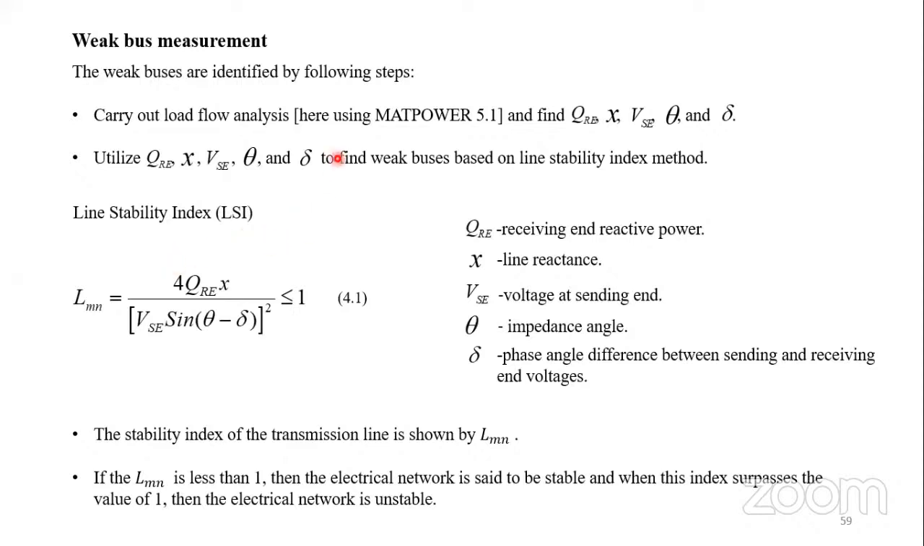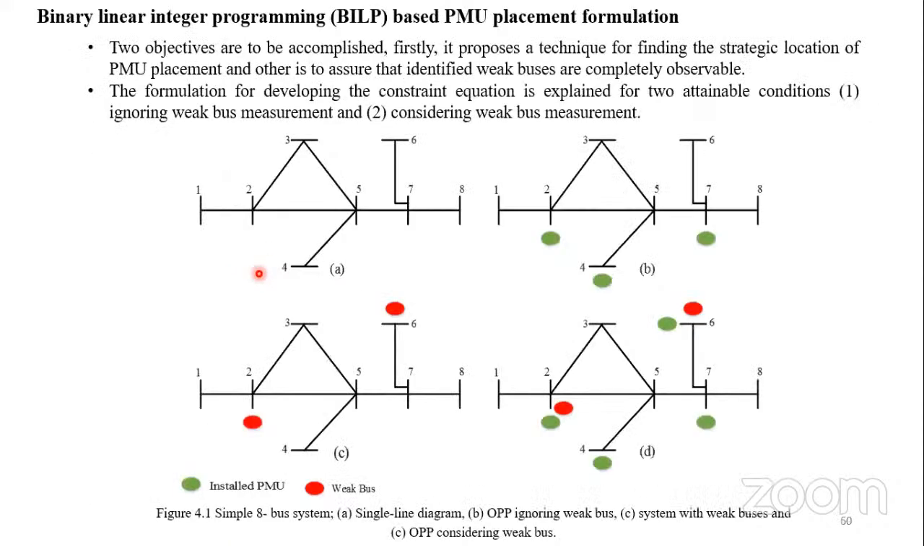Okay, so in this case, we have used MATPOWER 5.1 in order to do the load flow analysis. After finding the load flow analysis, we have used the line stability index method in order to find out the weak buses. One thing is important here: if this line stability index value is less than 1, then the electrical network is said to be stable. But when this index surpasses the value of 1, the network is unstable. On the basis of this, we have found the weak buses.